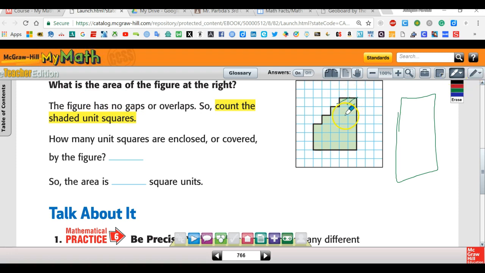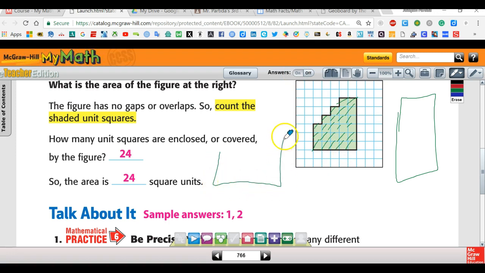1, 2, 3, 4, 5, 6, 7, 8, 9, 10, 11, 12, 13, 14, 15, 16, 17, 18, 19, 20, 21, 22, 23, 24. Is that right? Yes, it is. 24. So if I don't have a perfect flat shape that has 4 sides and a length and a width, I can just count the squares inside.